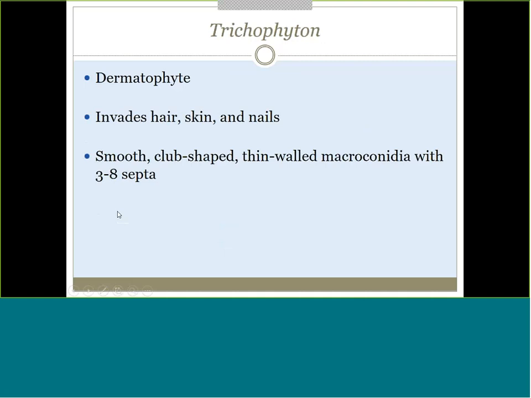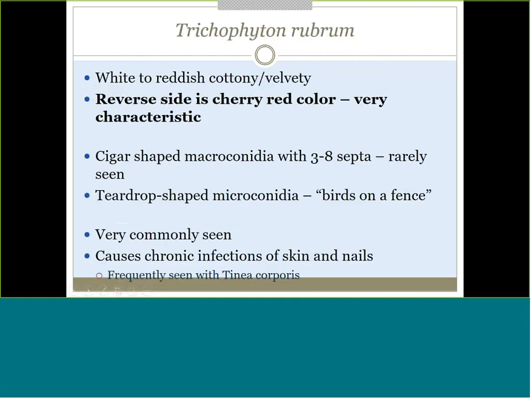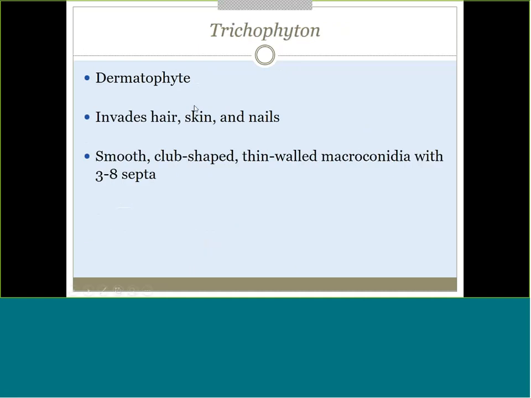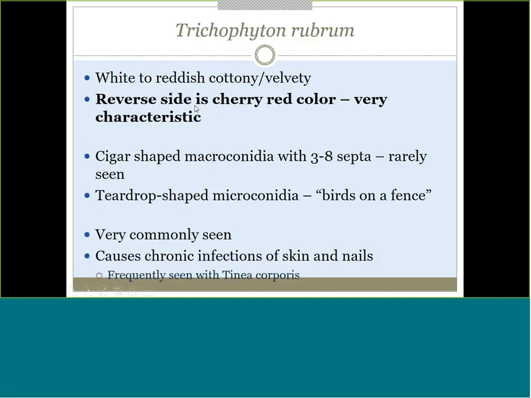All right, Trichophyton is another dermatophyte that involves the hair, skin, and nails. This has more of a club-shaped macroconidia with 3 to 8 septa overall. And within Trichophyton, there's several different organisms. We have Trichophyton rubrum.